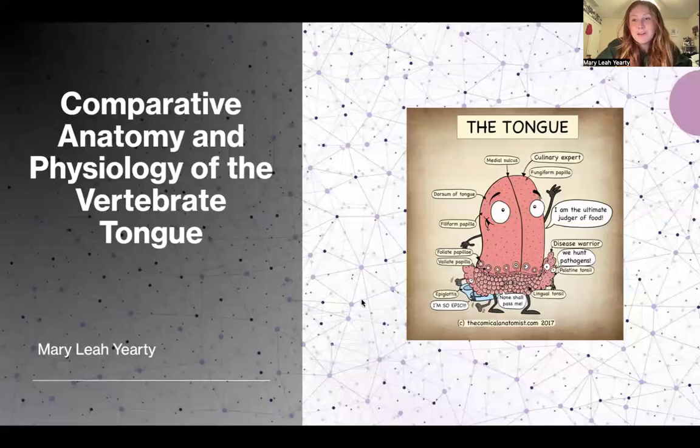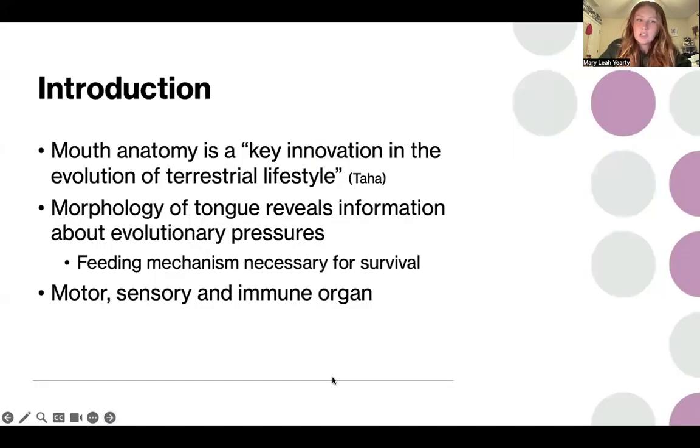Hey y'all, my name's Mary Leah, and I'm doing my project on the comparative anatomy and physiology of the vertebrate tongue. So, I want to start with a little bit of introduction.